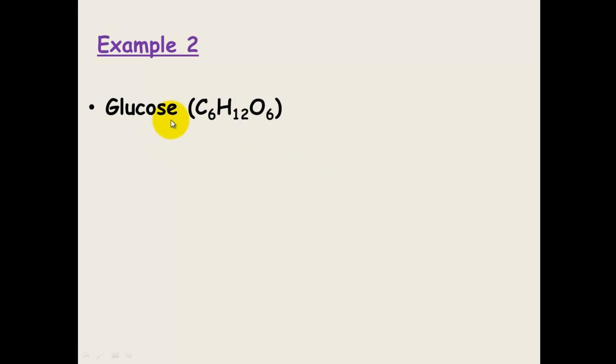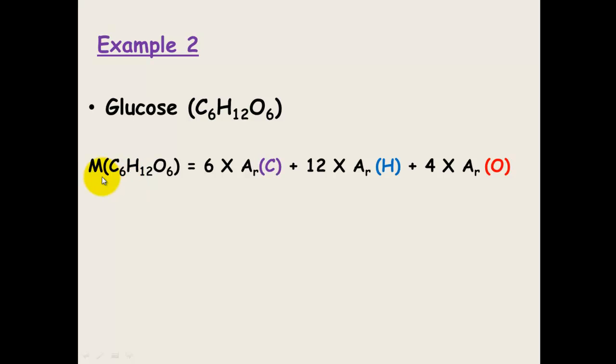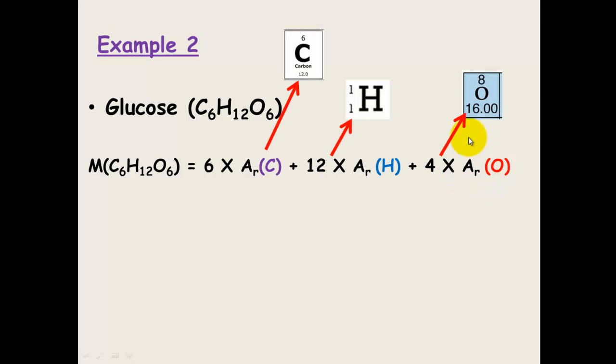Example 2, glucose. The molar mass of glucose is 6 times carbon's relative atomic mass, 12 times hydrogen's relative atomic mass, plus 6 times oxygen's relative atomic mass. We get those again from the periodic table.